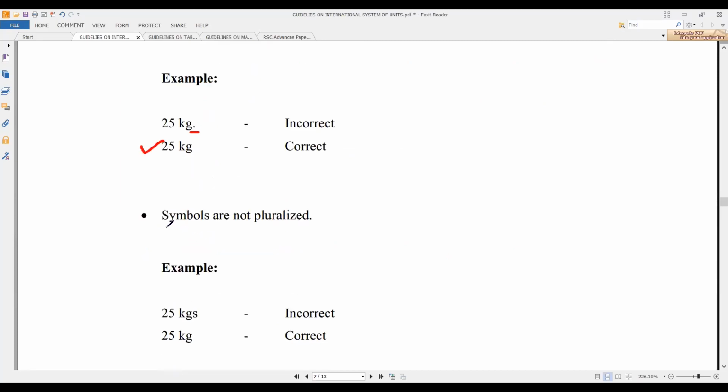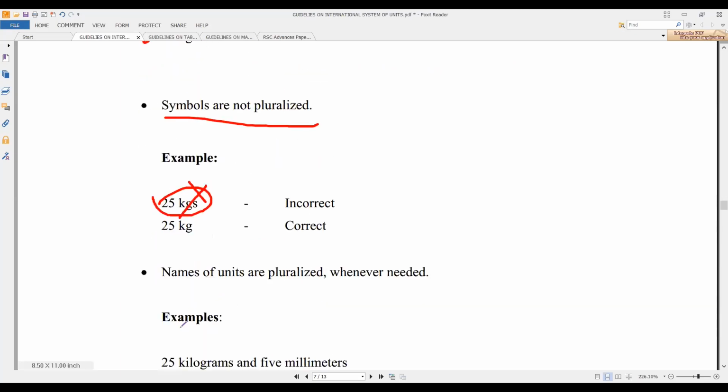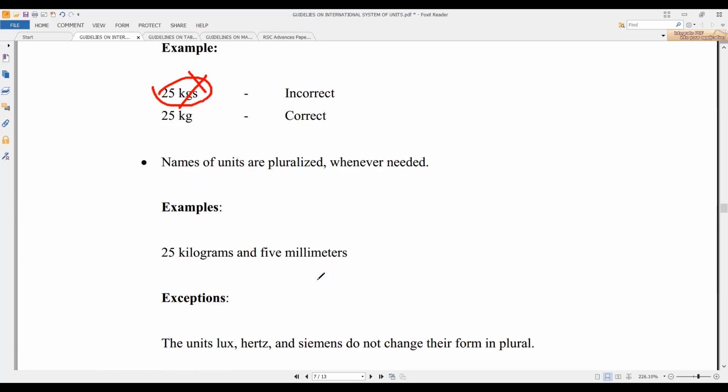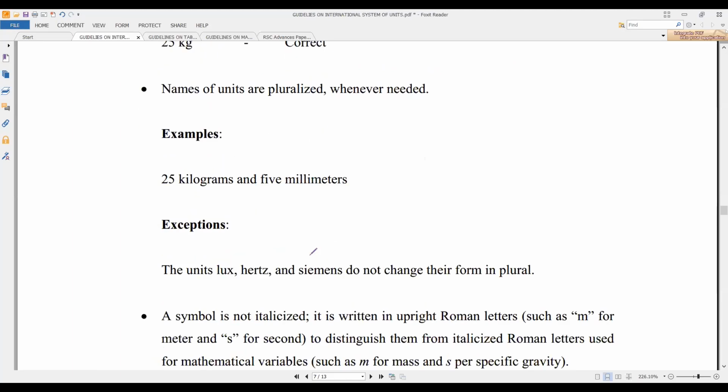Symbols should not be pluralized. Don't write kgs, gms. This is wrong representation. Kg, gm. Right? So 25 kgs is wrong representation. Even for example, 25 kilograms, 5 millimeters, milliliters, right? Few exceptions are there.